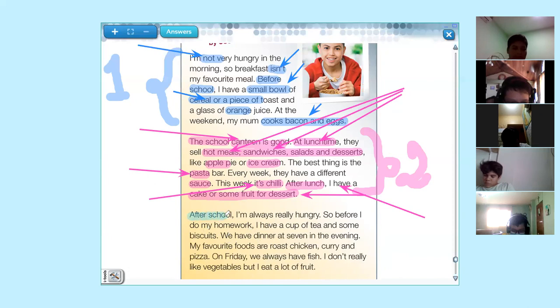After school, I am always really hungry. So before I do my homework, I have a cup of tea and some biscuits. We have dinner at 7 in the evening. My favorite food is roast chicken, curry, and pizza. On Friday, we always have fish. I don't really like vegetables, but I eat a lot of fruit.